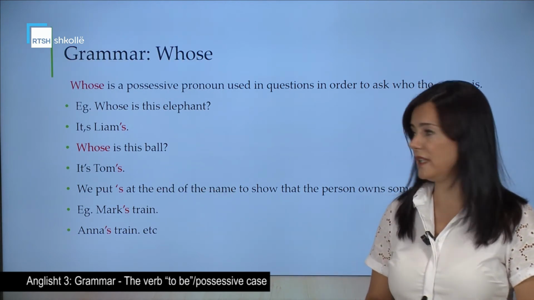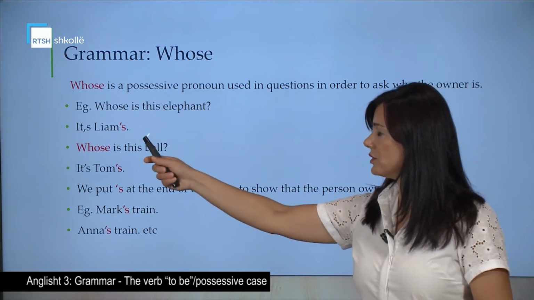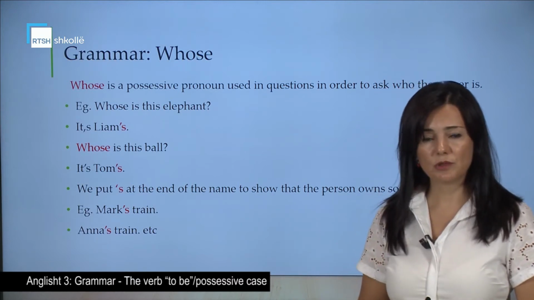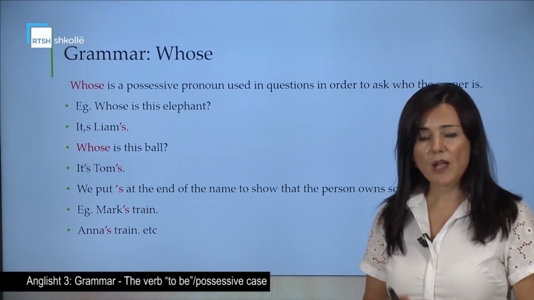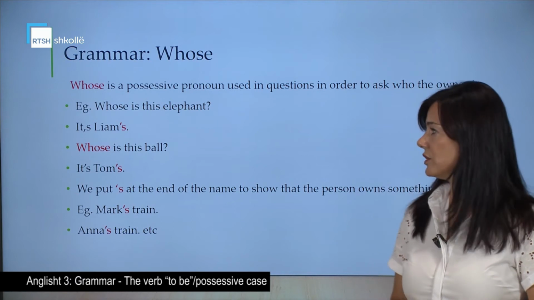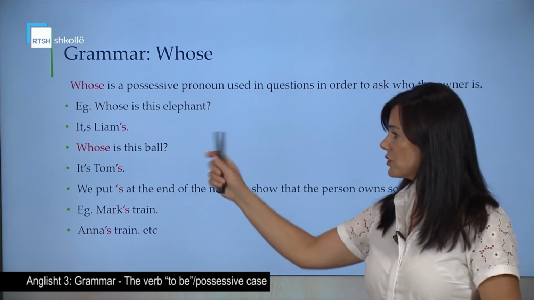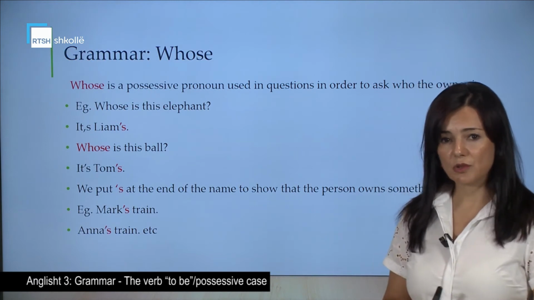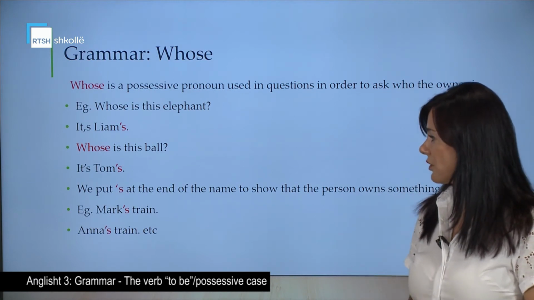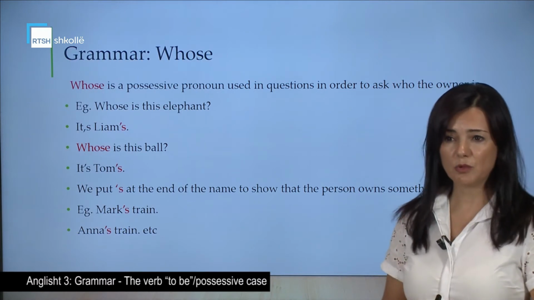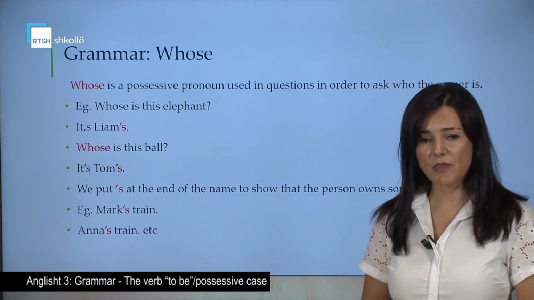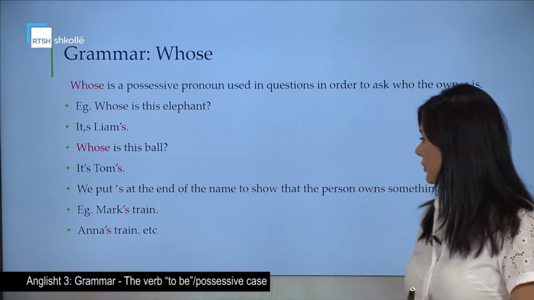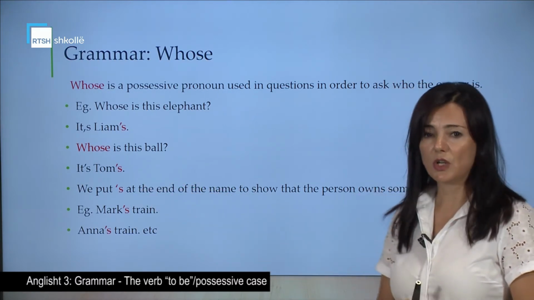If you see carefully, in the end of the word Liam, we have put an apostrophe S. Also, in the end of the word Tom, we have put again an apostrophe S. Why we use this? Përse ne e përdorim këtë? Pra në fund të emrit Liam kemi vendosur një apostrof S, gjithashtu dhe në fund të emrit Tom. We use the apostrophe S in the end of the name to show that the person owns something. Pra ne e përdorim apostrof S-n në fund të emrit për të treguar që një person zotëron diçka.